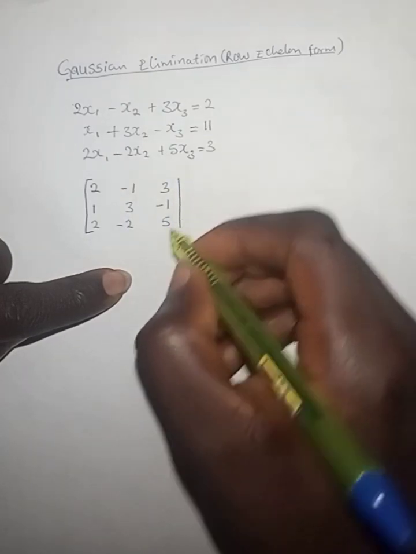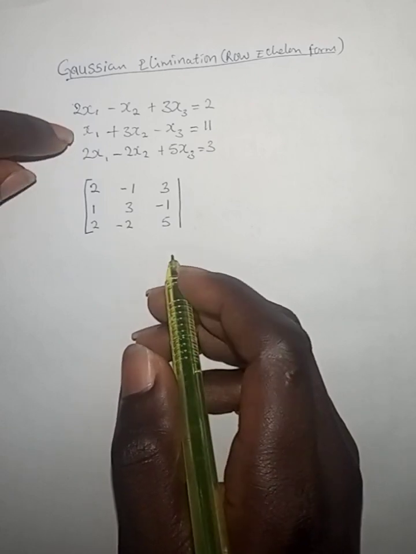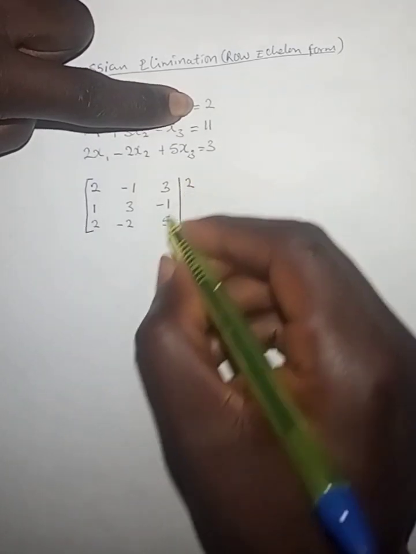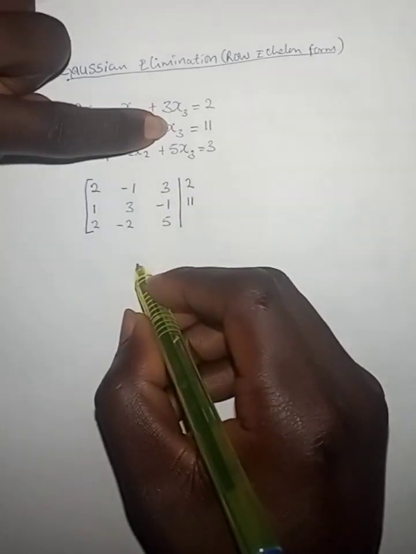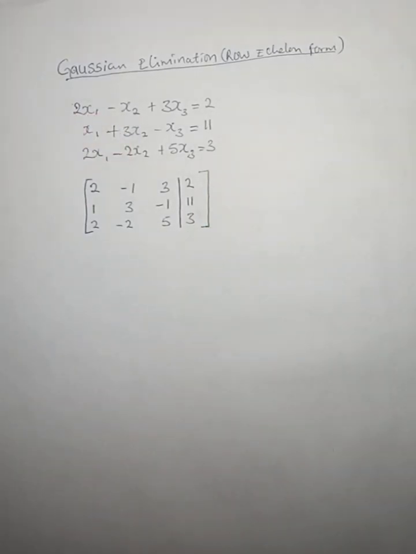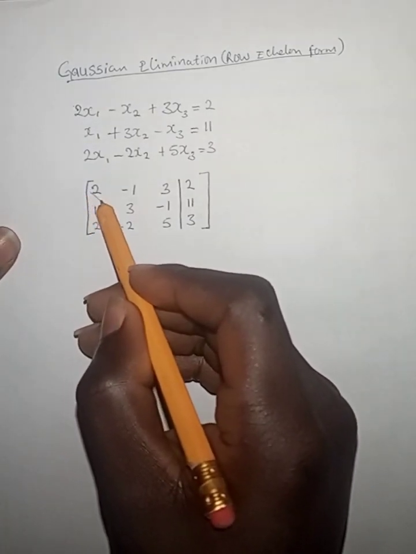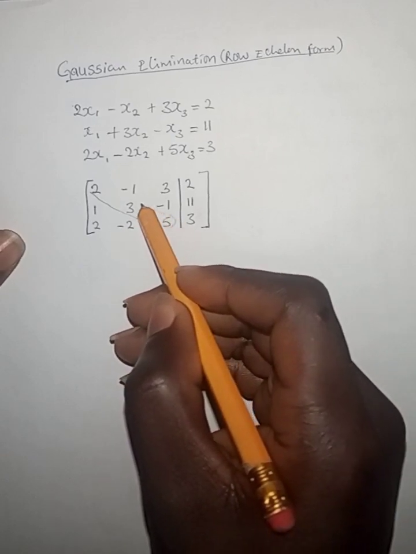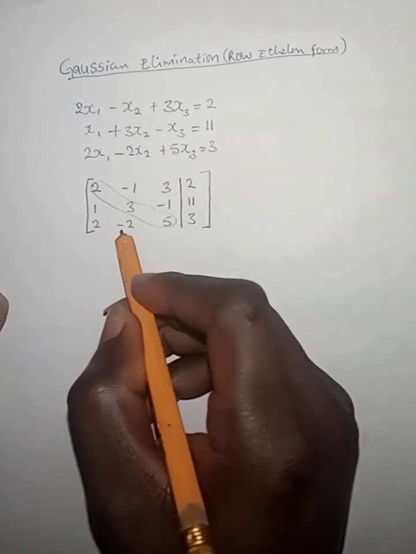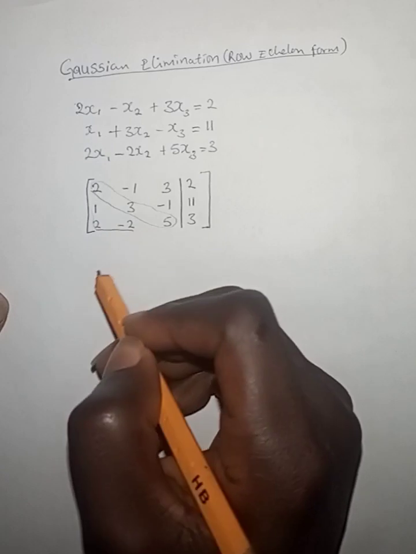We make a straight line to separate the left-hand side from the right-hand side. The first row is equal to 2, the second row is 11, the third is 3. What we'll be concentrating on is making the diagonals equal to 1. All the diagonals will be changed to 1, and the numbers below the diagonal, which are 1, 2, and -2, will be made zeros.